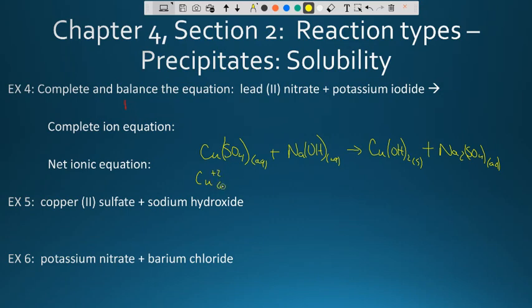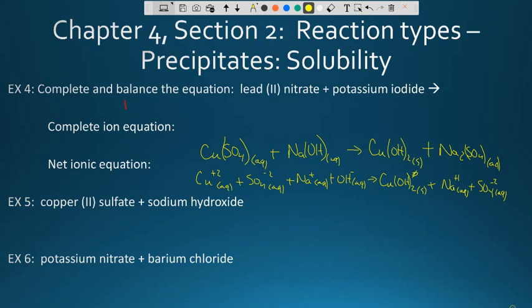This is a 2+, that's aqueous. This is a sulfate, that's a -2, that's aqueous. This is a sodium, that's aqueous. And here's my hydroxide, that's aqueous. Now, my copper hydroxide is a solid. It does not dissociate. Solids, liquids, gases do not dissociate. They have an overall 0 charge. Sodium is a +1, that's aqueous. And my sulfate is a -2, that's aqueous.